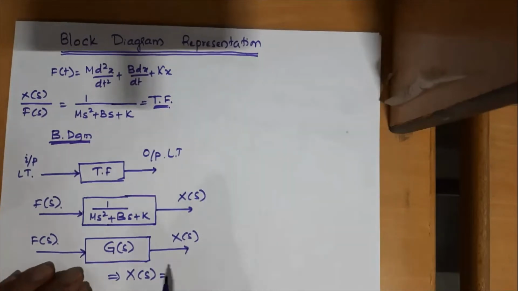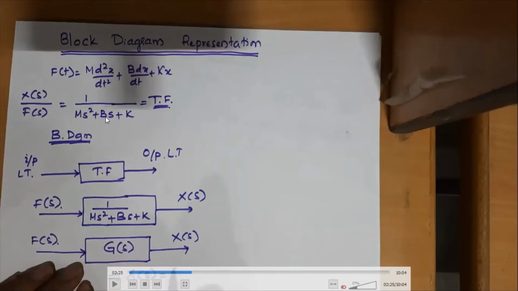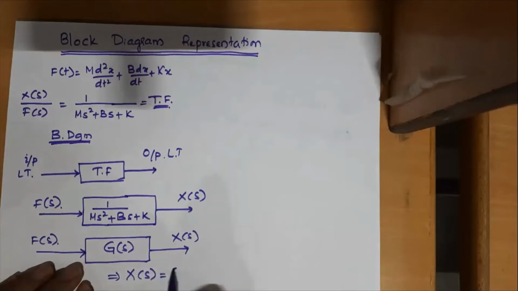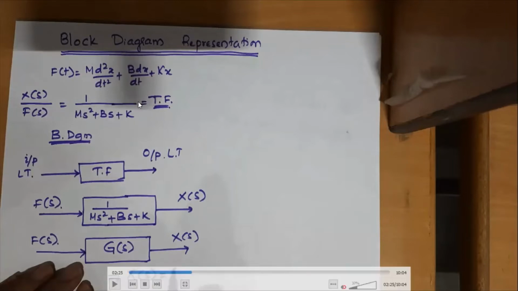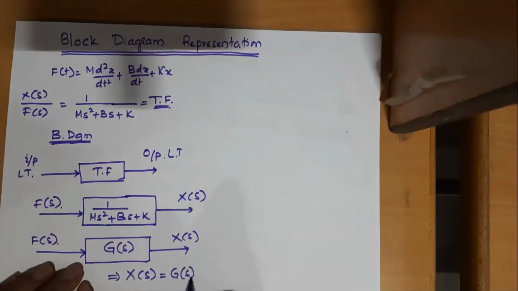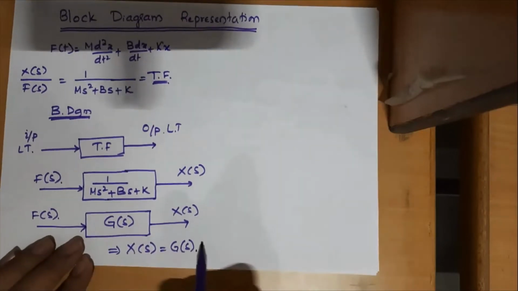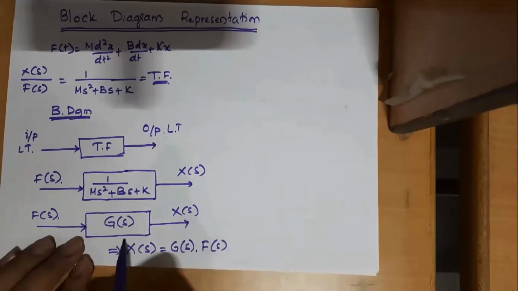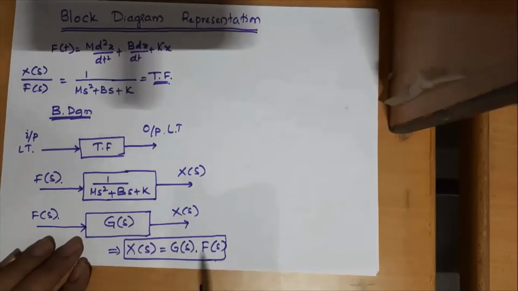So what can I write? X of s equals, from this equation, the transfer function into F of s. This comes on the other side; the denominator is multiplied here as numerator. So X of s is equal to G of s into F of s. This is how the signals and the transfer functions are represented.